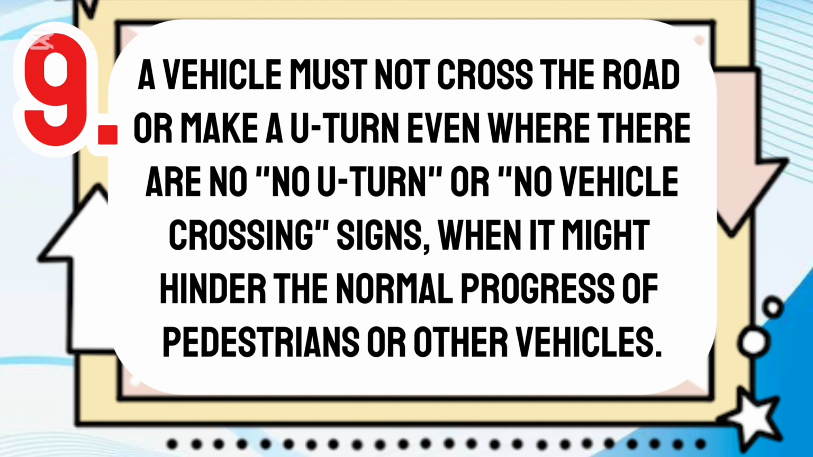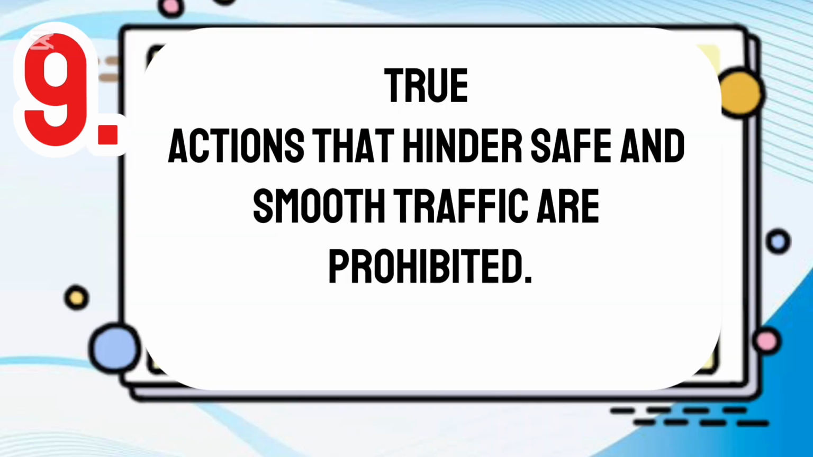A vehicle must not cross the road or make a U-turn even where there are no U-turn or no vehicle crossing signs, when it might hinder the normal progress of pedestrians or other vehicles. True. Actions that hinder safe and smooth traffic are prohibited.